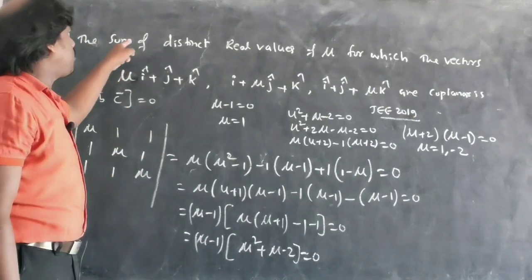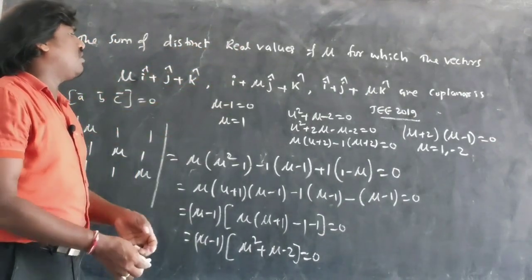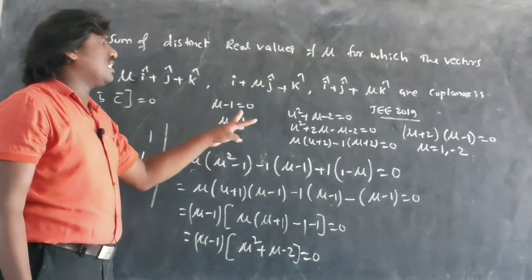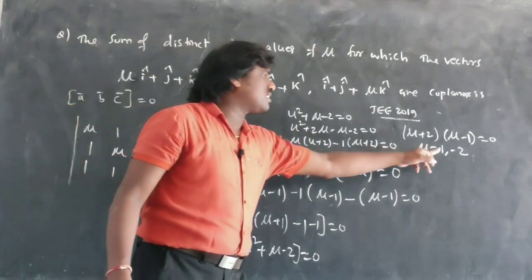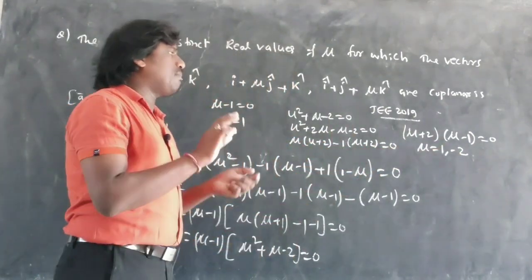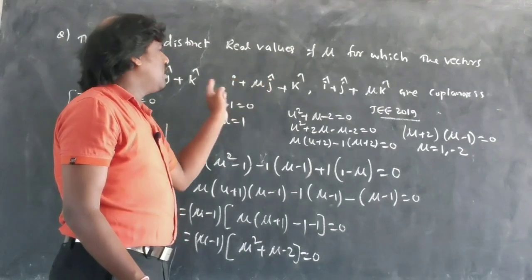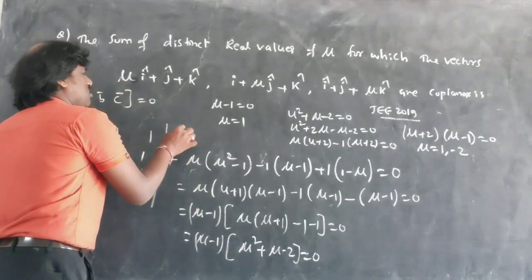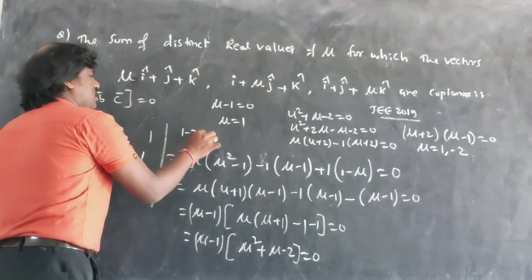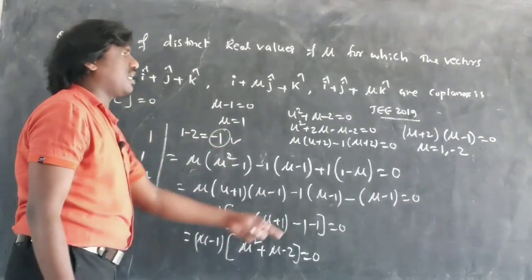He is asking the sum of the distinct real values of mu. Distinct means different. So one is repeated, and the distinct values are 1 and minus 2. He said sum of the distinct values, not the sum of all the mu values. So the sum will be 1 minus 2, that is minus 1. The answer is minus 1, and this is the JEE 2019 question.